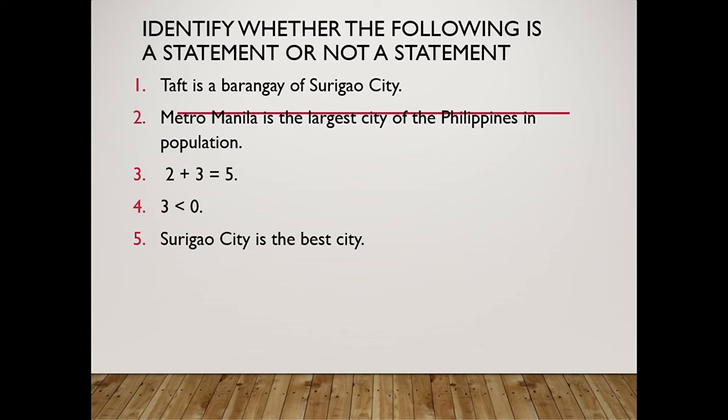It could be that Surigao City is the best city for me, but it could also be the worst city for others. So it is subjective. That means this is not a statement. If the answer is true, it should be true for everyone, and if false, false for everyone. But in this case, it can be answered by true or false, depending on the person.